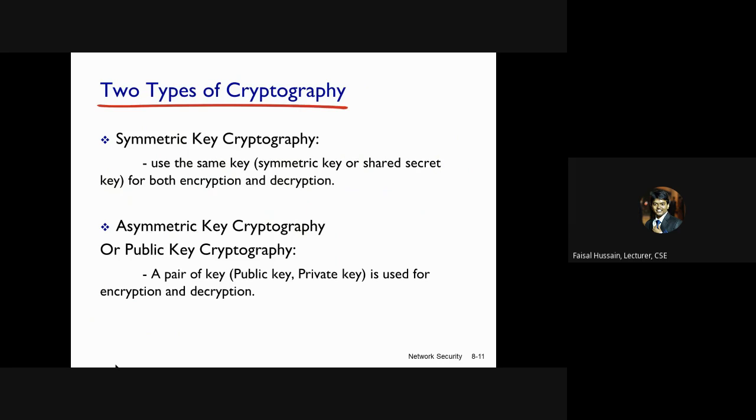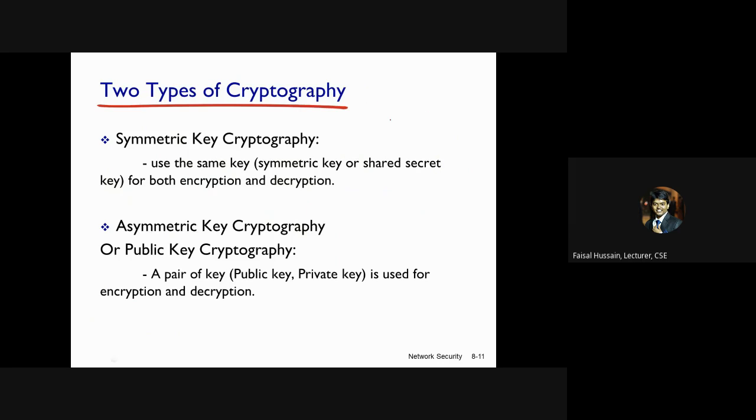Symmetric key cryptography. From the name, you understand that the key used in this cryptographic method is symmetric. So what does that mean? For encryption you need one encryption key, and for decryption you need another decryption key. In this case, symmetric means the key is actually the same. That means the key for encryption and the key for decryption are the same or similar, so one can be generated from the other very easily. They are called shared secret keys, used for both encryption and decryption of the message.